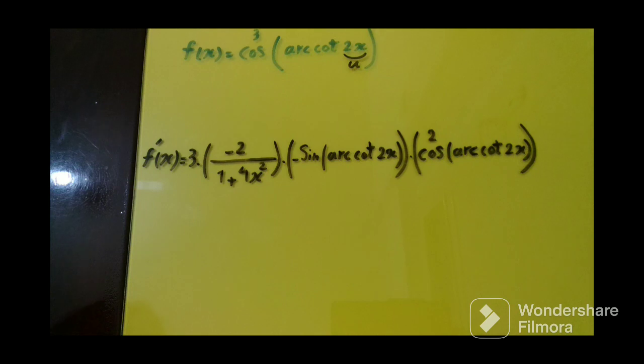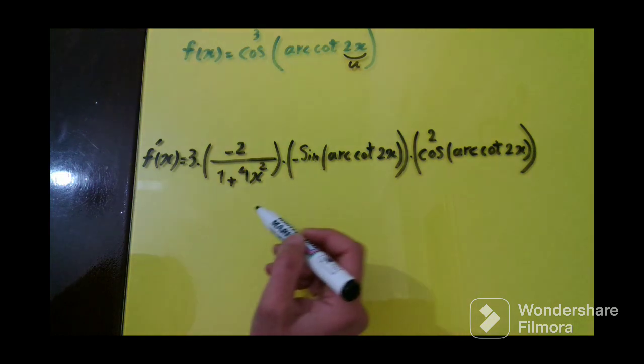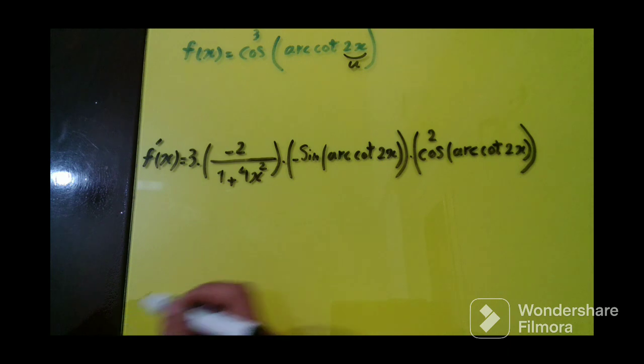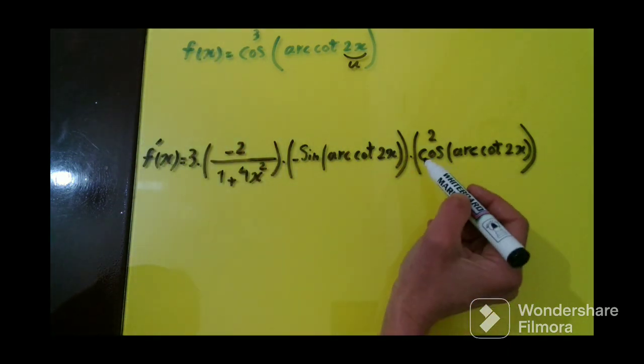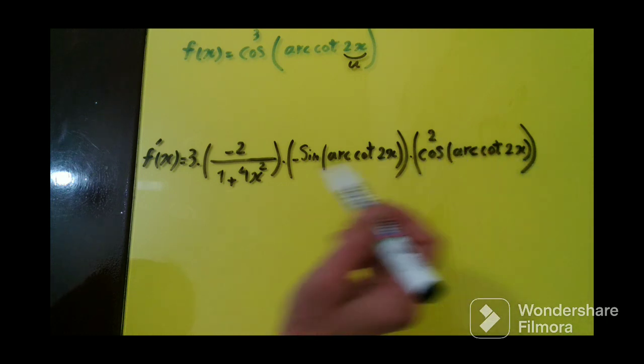Times. No, you should get the derivative of cosine. The derivative of cosine is negative sine. Now repeat this term. In the end, you should reduce the power by 1. It's cosine squared. Repeat this term.